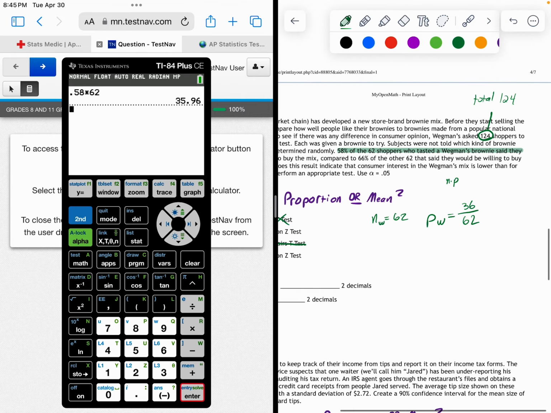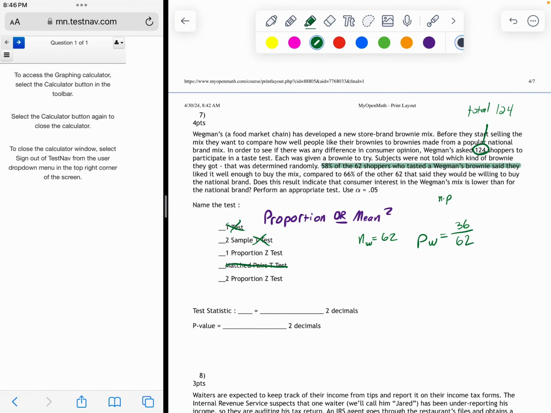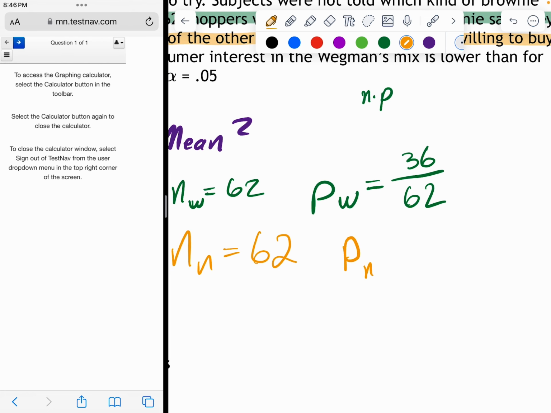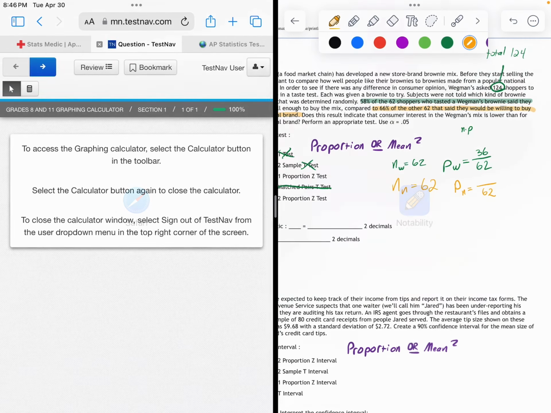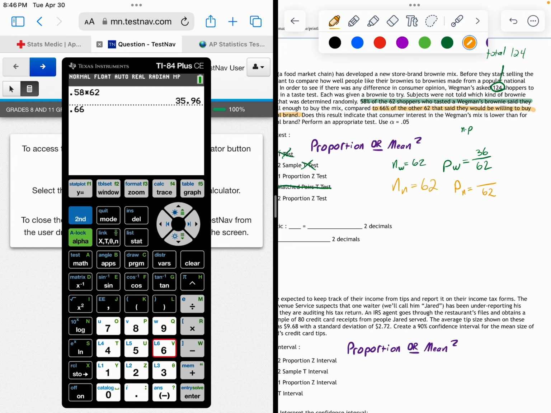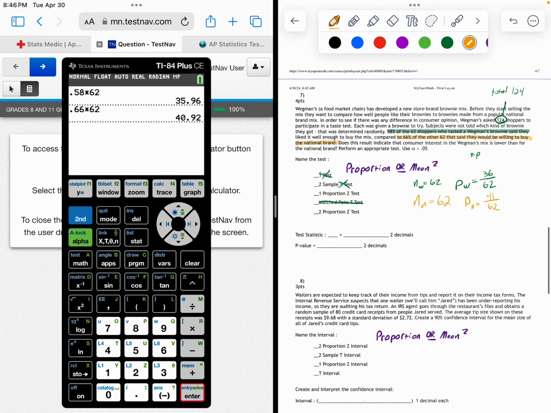Then the national brand is the other brand, right? 66% of the other 62 people would buy the national brand. So that sample size, we'll say N for national, was 62 people as well. And the proportion of the national brand that would buy it again was 66%. So I need to get 66% of 62, and again, round that to a whole number because that's people. So there's my two samples.